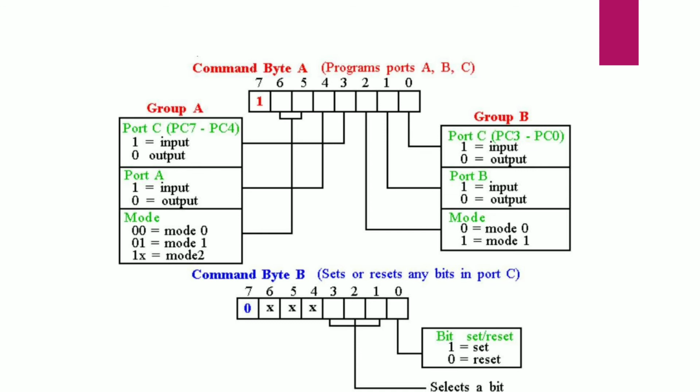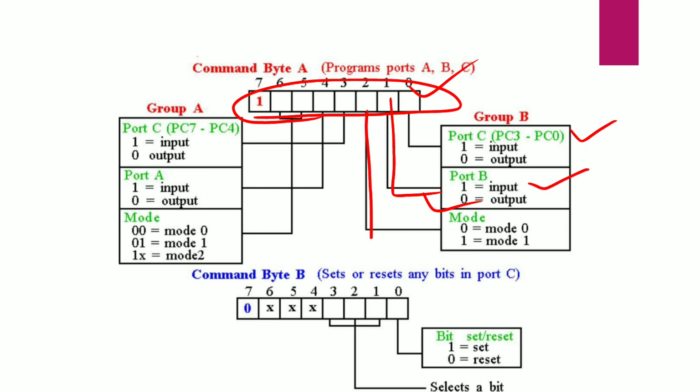This is the control word register that I have discussed. D0 to D7. D0 is for port C lower, that is PC0 to PC3: 1 then input port, 0 then output port. This one is port B. If it is 1 then it acts as an input, if it is 0 then it acts as an output. Bit D2 is the mode selection for port B: 0 then mode 0, 1 then mode 1.